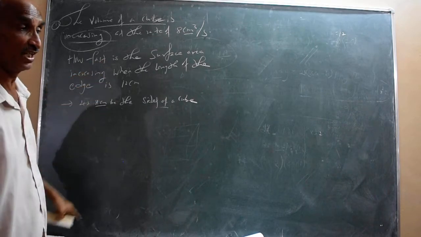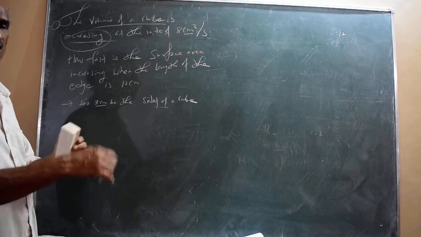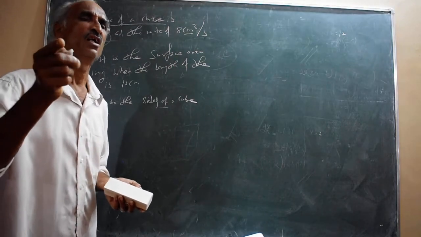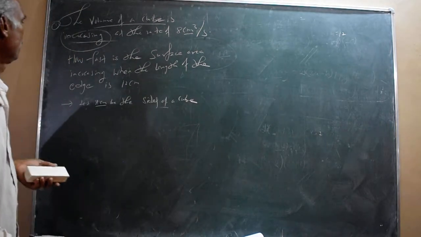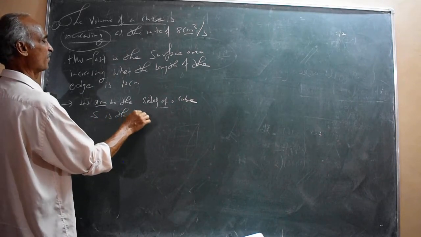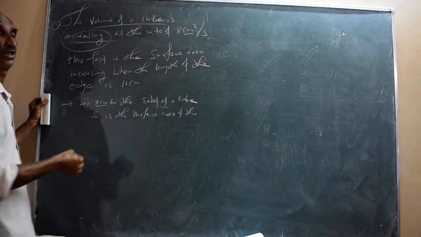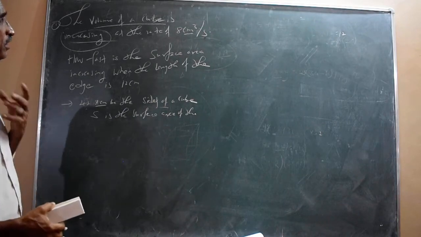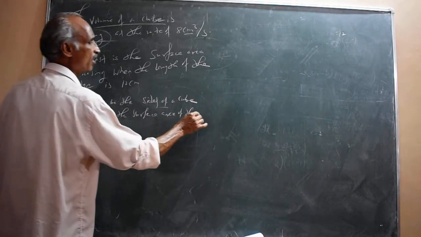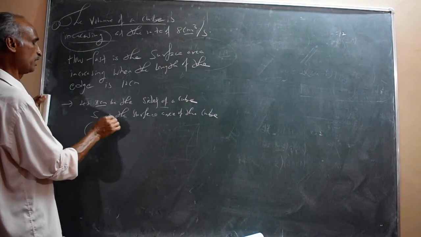How fast is the surface area increasing? There will be 6 surfaces totally. How fast the total surface area is increasing. Suppose S is the surface area, then I have to work out dS by dt. What you have to work out, that is to be decided first. Once it is understood, then the solution is nothing. So, S is the surface area of the cube. In bracket I will write, we have to work out dS by dt.